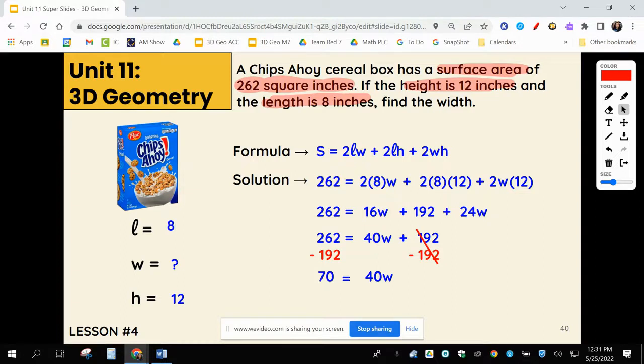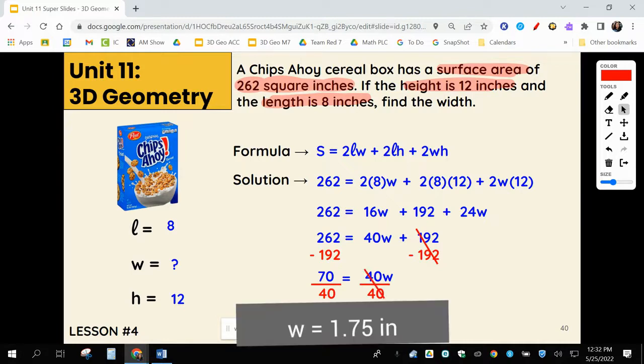Then, since W is being multiplied by 40, we're going to divide both sides by 40. W equals 1.75. And we're just going to say inches because it's only square inches when we're talking about surface area. In this case, we're just talking about the width. And the width would just be inches, just like the length is just inches and the height is just inches.